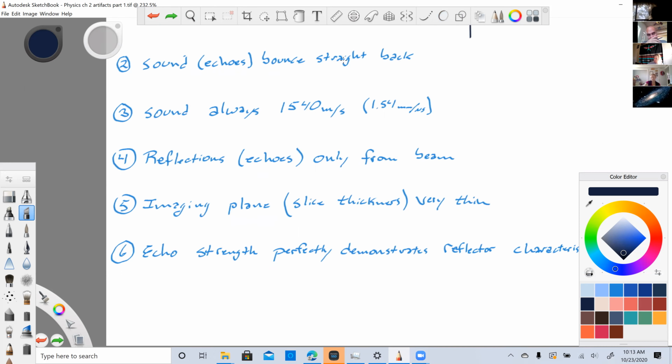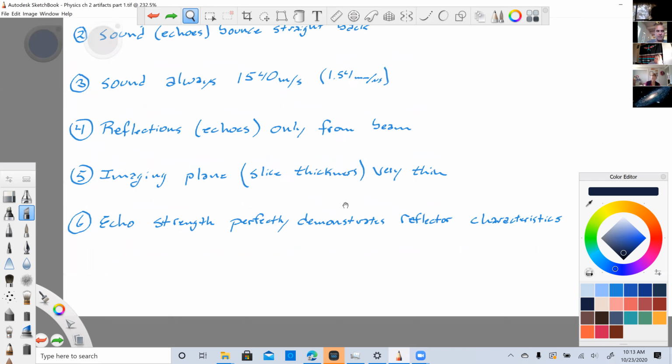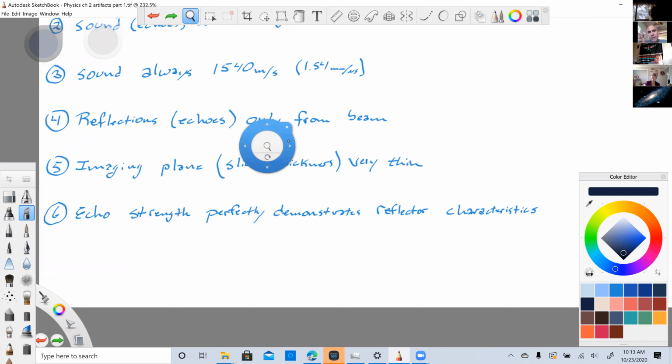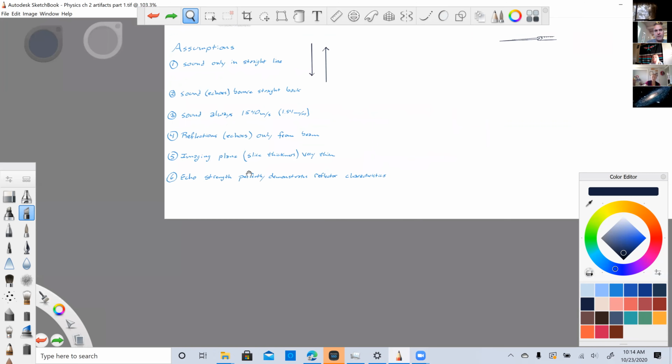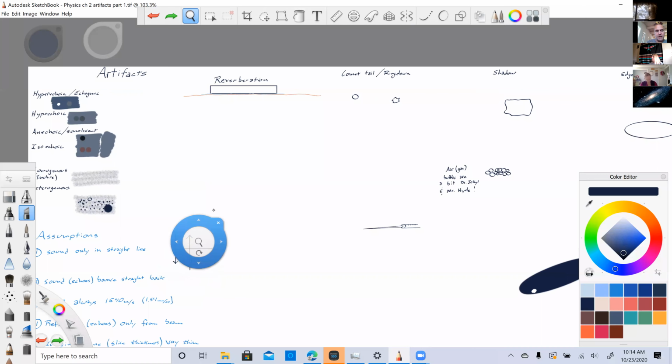Reflections only come from the beam. We've already mentioned side lobe and grating lobe artifacts and how they can create an artifact, because it is an echo from somewhere other than the beam. Imaging plane or slice thickness, we've talked about that already, it's very thin. That's another assumption. And we also assume, or the machine assumes, that the echo strength perfectly demonstrates the reflector characteristics. Because of attenuation and the TGC curve not always being perfectly correct, it's hard to say that the echo strength always demonstrates exactly what the characteristics are. They try pretty hard to get it right, but they're not always correct. Okay, so those are our assumptions. Let's break some of those assumptions.